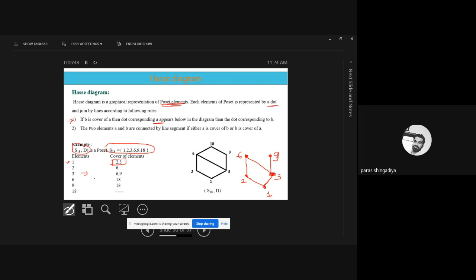And then 18 is a cover element of 6 and it is also a cover element of 9. So assign the place of 18 here, and that should be above the places of 6 and 9. Since 18 is a cover element of 6, the place of 6 should be below the place of 18. Then connect as per the rule by line segments. So this is called the diagram of the given data.